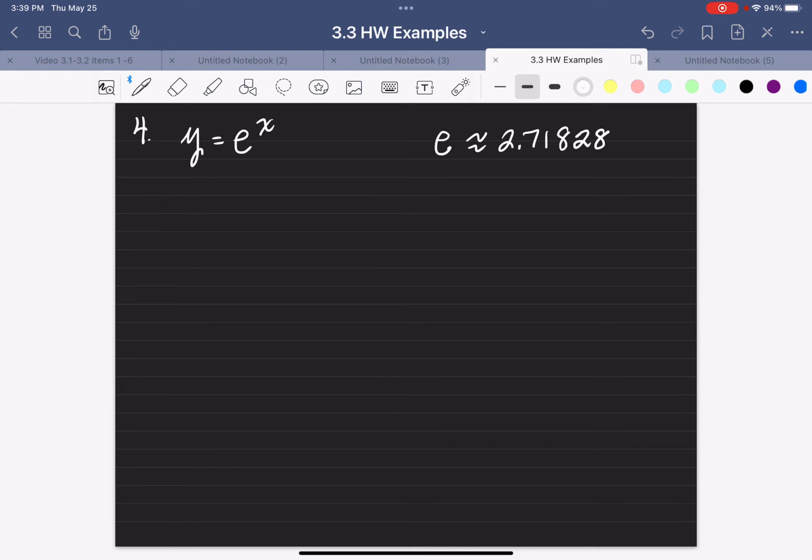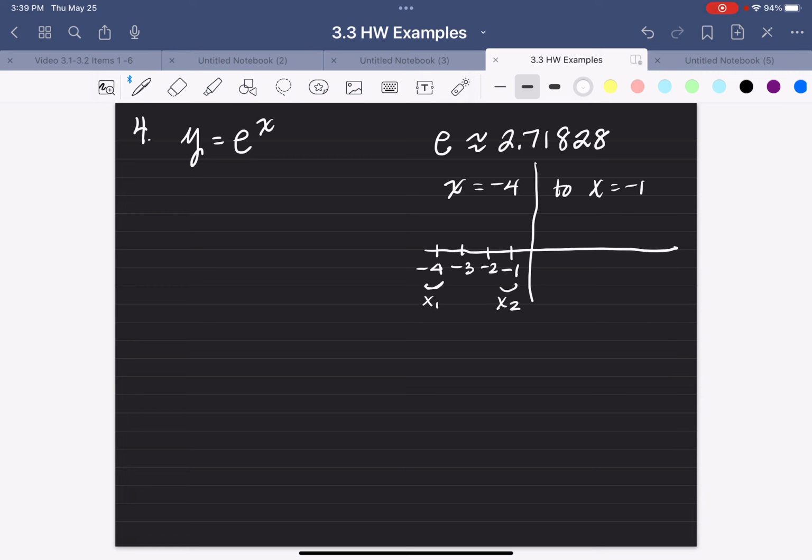So for this one, they want x to move from -4 to -1. Now, remember that when you're in negative number land, -4, -3, -2, -1, this would be the first x and this would be the second x. Or this would be a and this would be b. So we need to do the -1 first and then the -4.